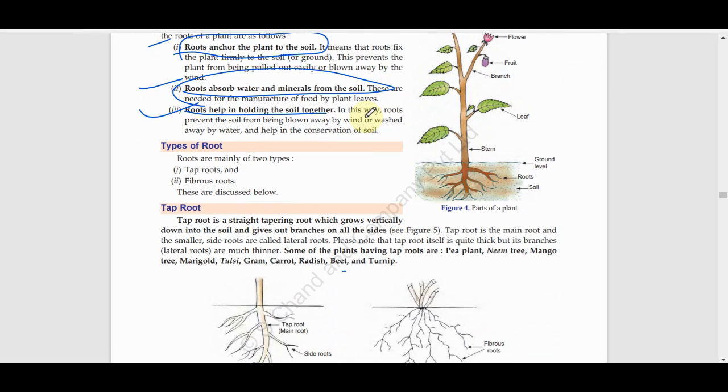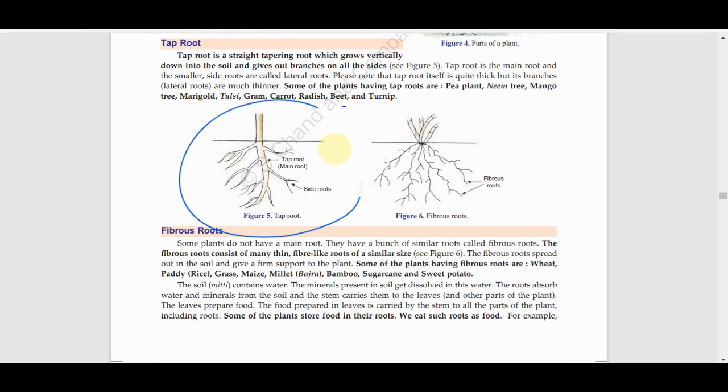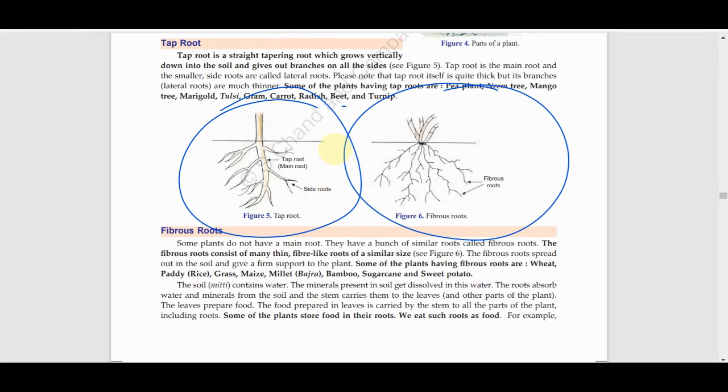Now we will try to classify them. The types of roots we will classify into two groups. One is the taproot, the second is the fibrous root. You will see both pictures given here. So what are the major differences between them? You will see that this one has a major root. This major root is known as the taproot, and from this major root you will find some branches of roots.